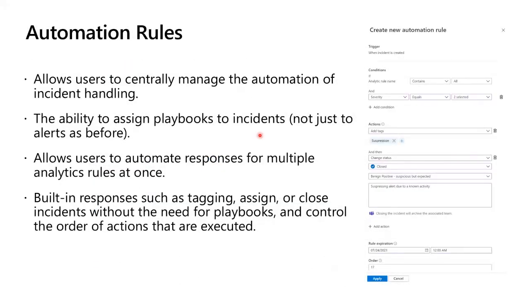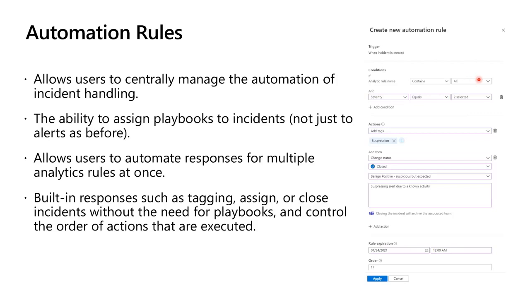Next, one of the most important features, automation rules. Basically, it allows users to manage playbooks and incident handling at scale. As you can see from the screenshots, in the past, if you wanted to assign a playbook for rules, you might need to do it one by one. But today you can assign playbooks to multiple analytics rules. For example, from the screenshot, there's a conditions option where, let's say I have a playbook that I want to assign to all my rules, I can do that easily.